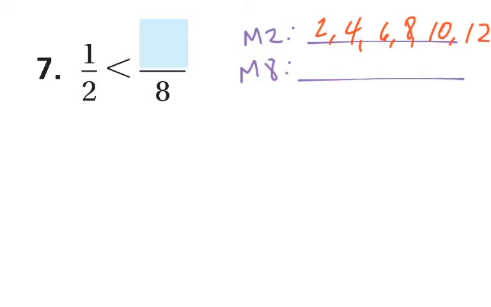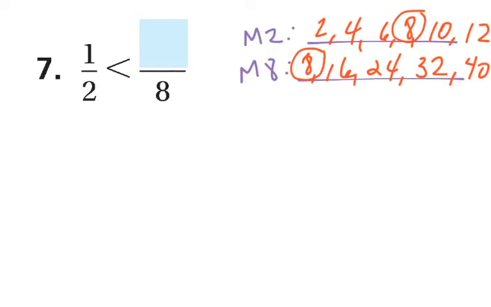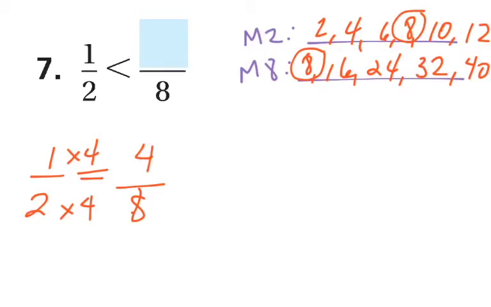And we can list multiples of 8. 8, 16, 24, 32, 40. So the smallest multiple they have in common is actually 8. So now I'm going to convert 1/2 to something eighths. 2 times what equals 8? Well, 2 times 4 equals 8. So then therefore, 1 times 4 equals 4.